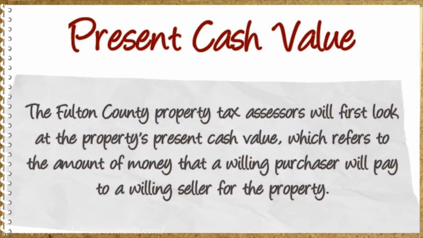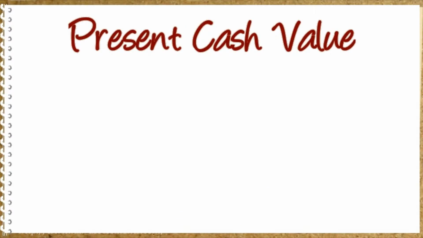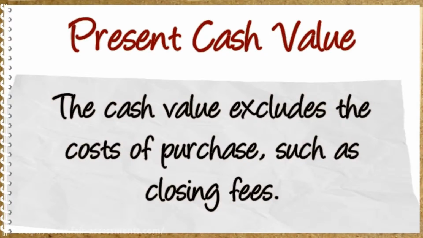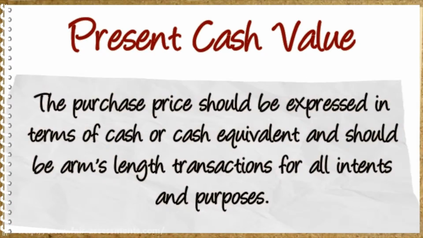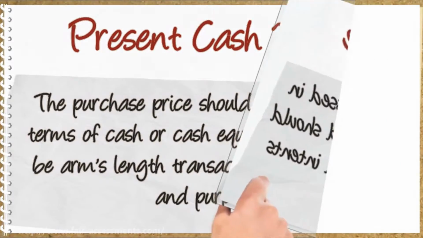Present cash value. The Fulton County Property Tax Assessors will first look at the property's present cash value, which refers to the amount of money that a willing purchaser will pay to a willing seller for the property. The cash value excludes the costs of purchase, such as closing fees. The purchase price should be expressed in terms of cash or cash equivalent and should be arm's-length transactions for all intents and purposes.